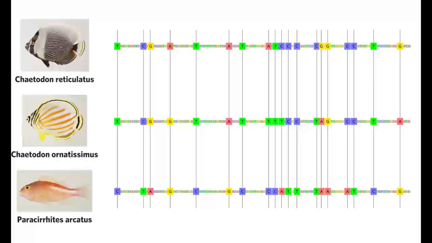Yeah, so on the screen, you'll notice that's a little string of DNA that we've isolated from three different species. In the top, there are two butterfly fish species, and in the bottom, there's a hawkfish. And if you notice, there are more similarities between the butterfly fish species than there are between either of those butterfly fish and the hawkfish. So there's about six differences between those butterfly fish species, whereas there's about 18 differences between any of the two butterfly fish and the hawkfish.